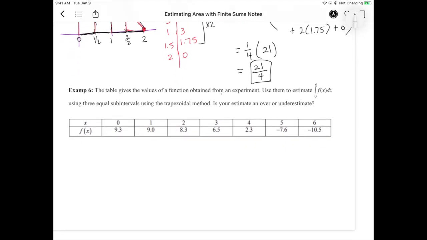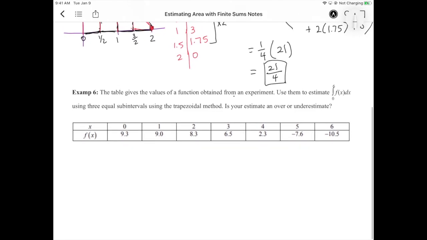All right, let's look at what this is like with the table. So I'm estimating this integral from 0 to 6. I can see my table goes from 0 to 6, so I'll be using all of these numbers. And I'm dividing using 3 equal subintervals in the trapezoidal method. And so 3 equal subintervals means I'm going from 6 to 0 divided by 3. This is my change in x, equals 2. So each are going to be 2 in length.